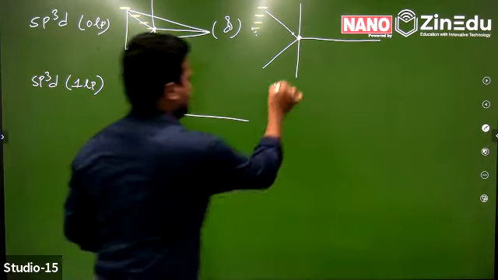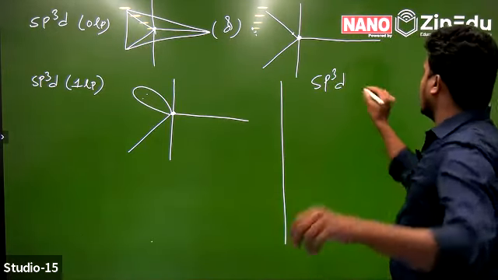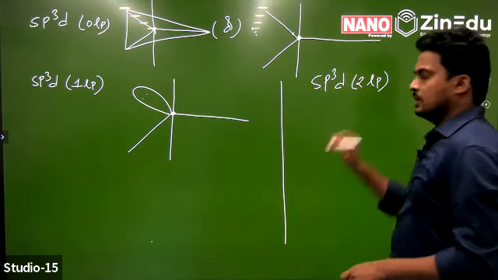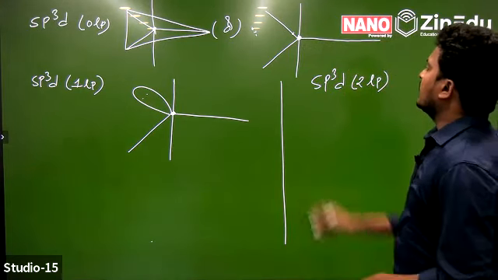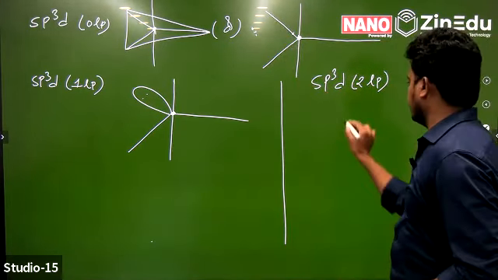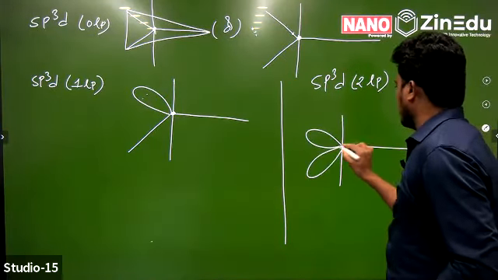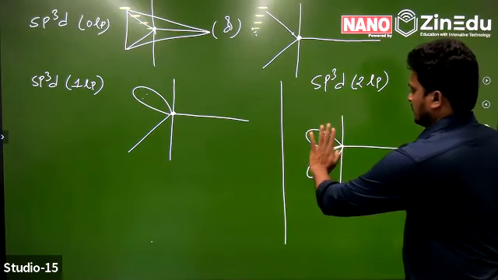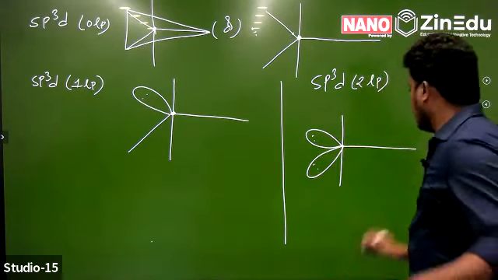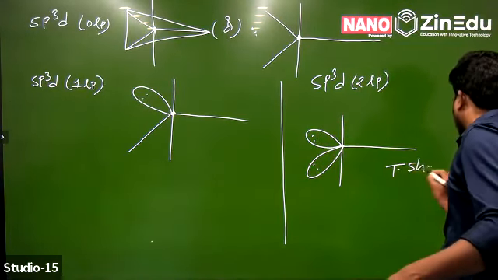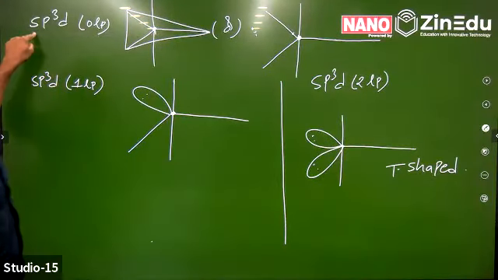The same way with sp3d hybridization, now here we have two lone pairs. Then for the geometry, take this one as a lone pair and this one as a lone pair. These two are lone pairs, so remove them. How does it look? It is T-shaped. It looks like a T shape.